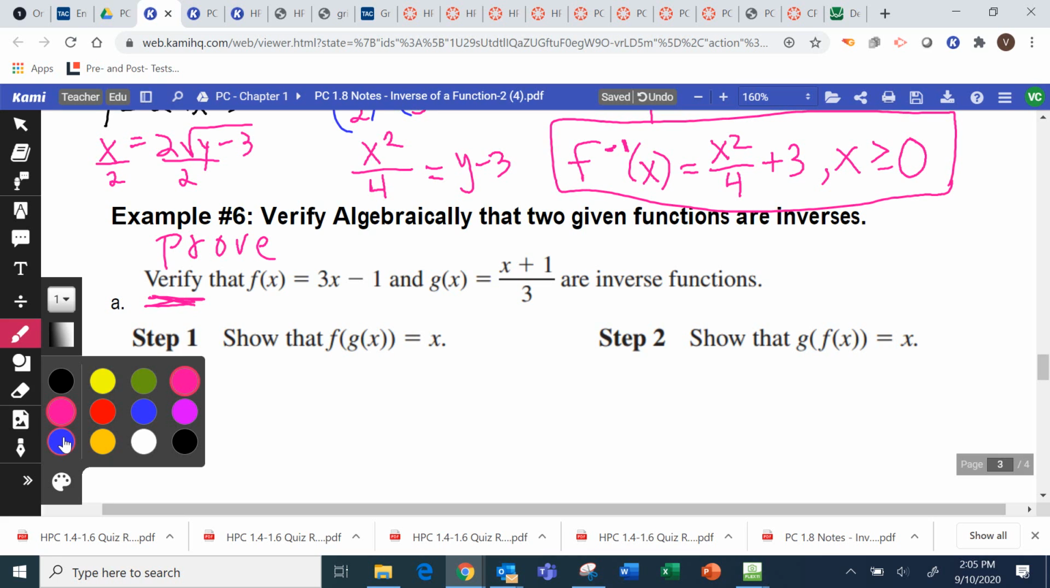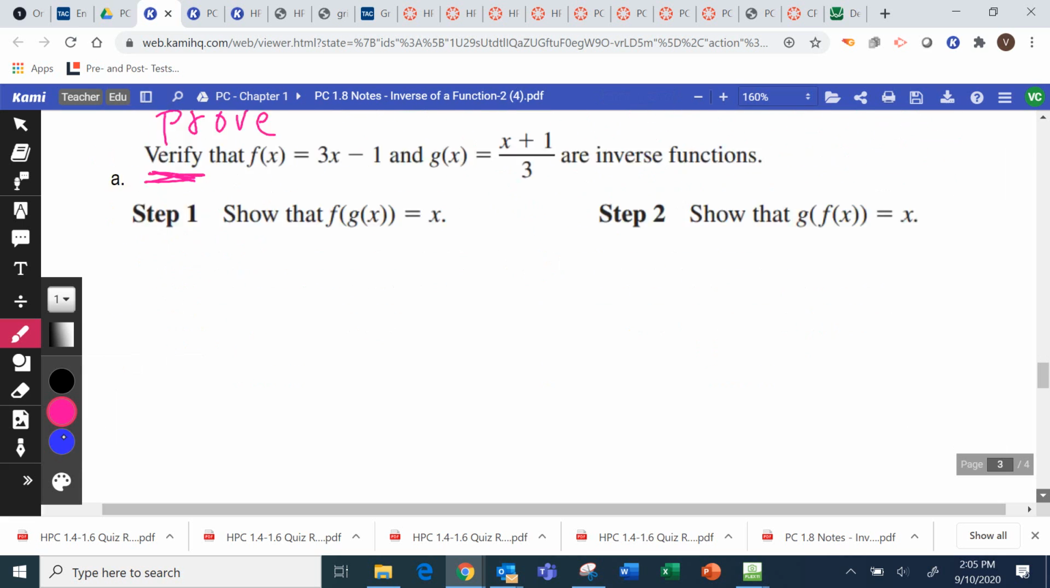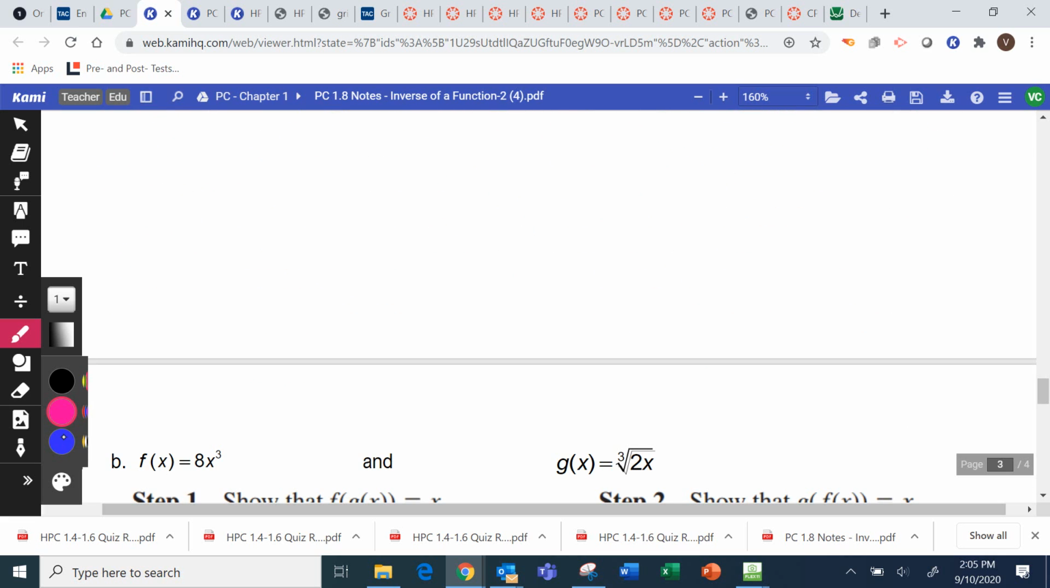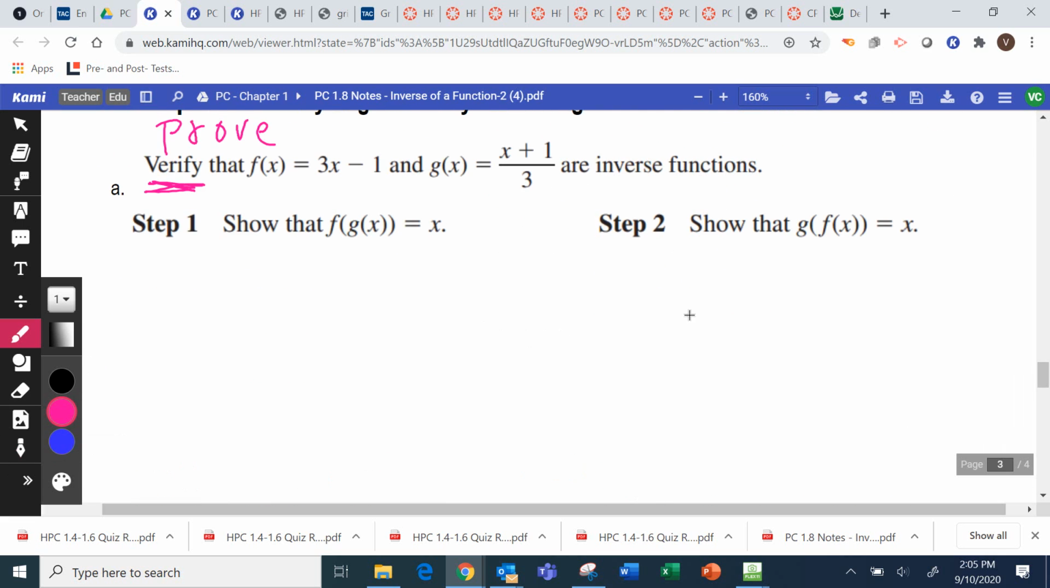Okay? What it says to do is, in order to verify that these are inverses, you're going to show f of g of x is equal to x. Step 2, show g of f of x is equal to x. So we got 2 steps.